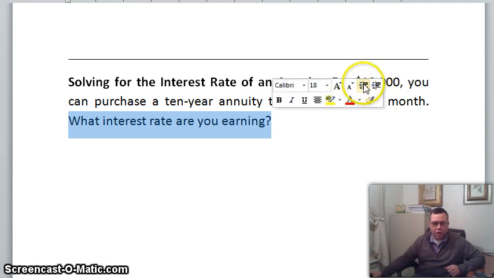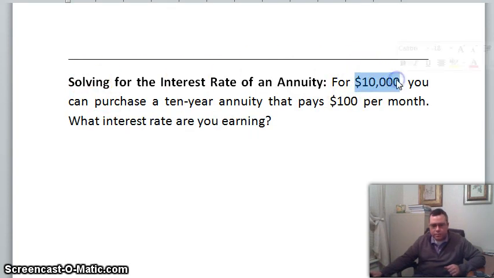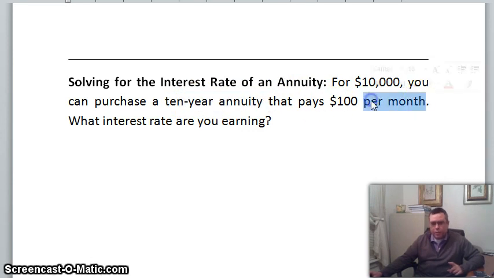Well, for $10,000 you can purchase, that means your present value is negative $10,000. You can purchase a 10-year annuity, so N should be 10 years. But notice it's per month. Payment and interest rate all have to be in the same time unit, so it's going to be monthly. So it's not going to be 10, it's going to be 10 times 12, which is 120 months. And then payment's going to be $100 per month.